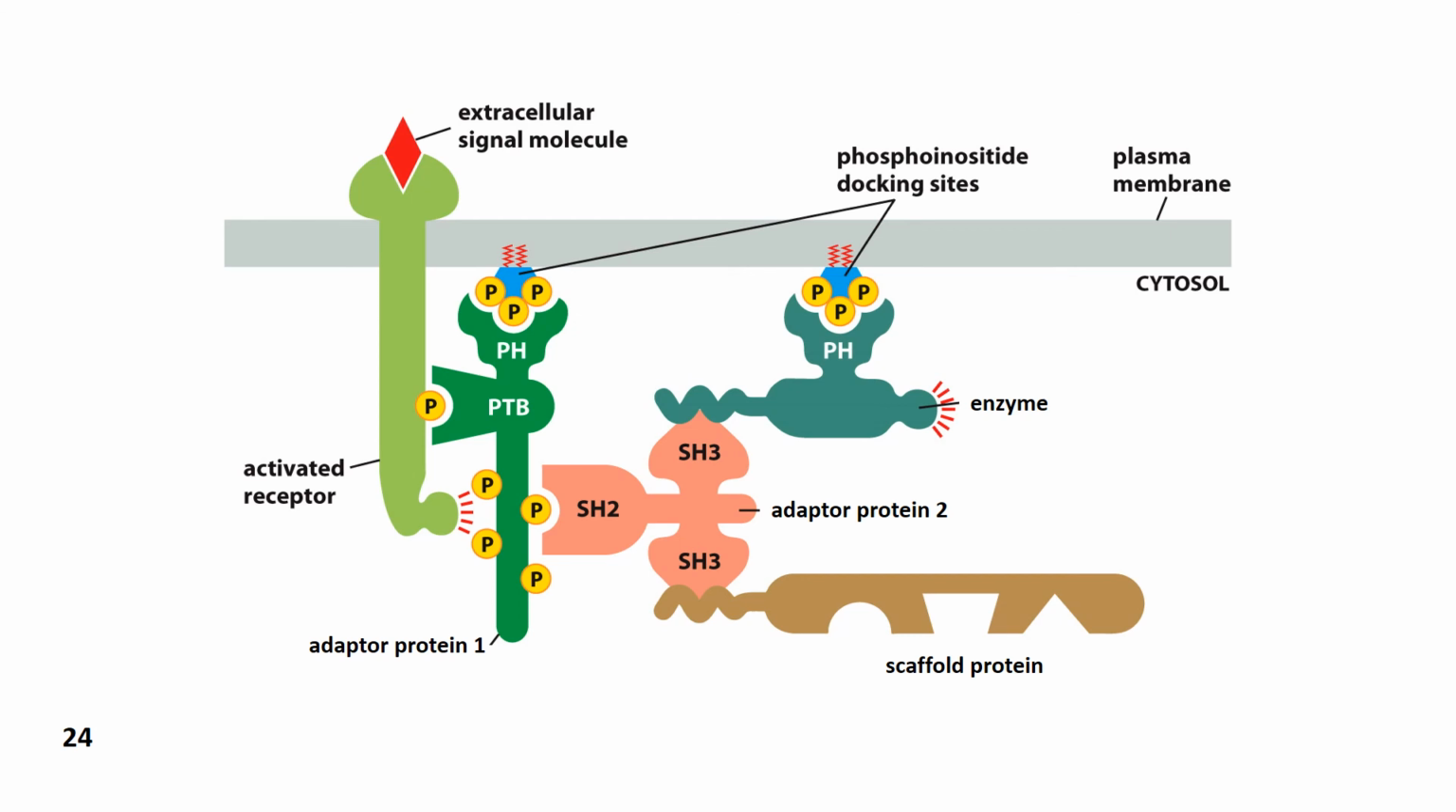In this way, the cascade can occur in a stepwise fashion: activation of the receptor, activation of adapter protein 1 upon binding, activation of adapter protein 2 upon binding to adapter protein 1, and then activation of enzyme and activation of scaffold protein by molecular binding to adapter protein 2. Hopefully you see how this cascade might work.